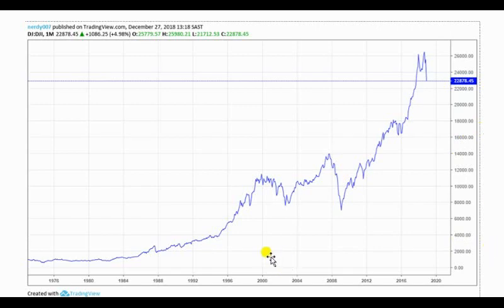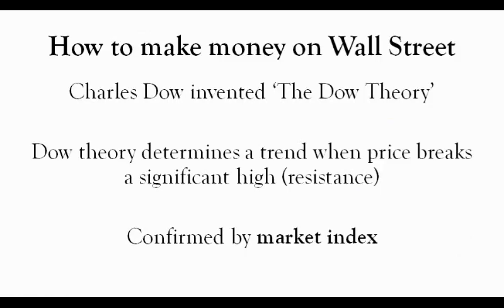Okay, so this is a tick chart, and this is showing the tape. This is just a twin brother of what the tape actually looks like. So for you to be successful in trading, you have to know tape reading. So here is how to make money on Wall Street.